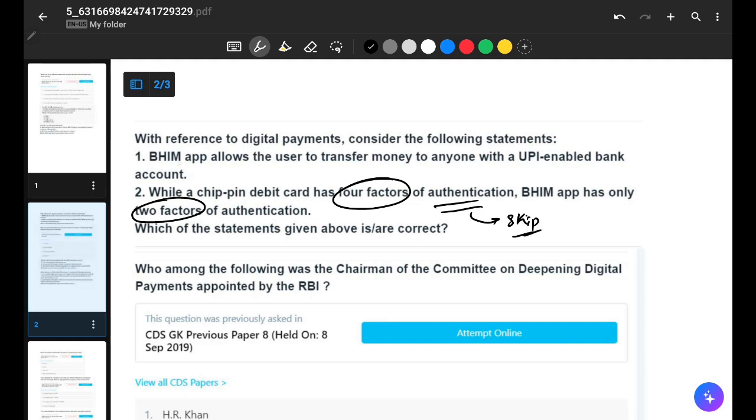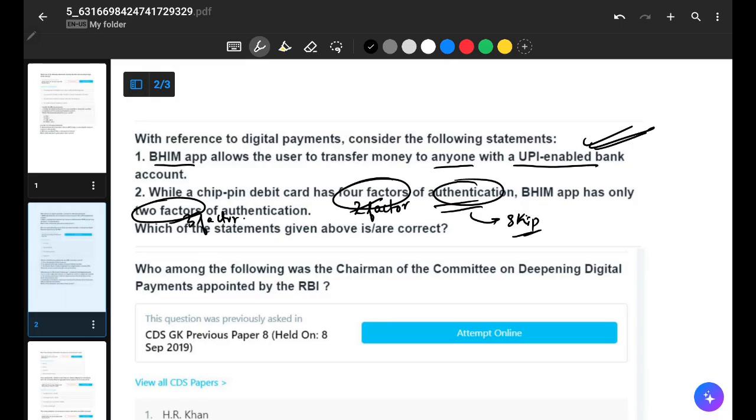Okay, Beam app. First option is Beam app allows the user to transfer money to anyone with a UPI enabled bank account. This is correct. This is a general statement. Everyone will know this. Second option, 4 factors and 2 factors. This is wrong. It is 2 factors here and it is 3 factors here.